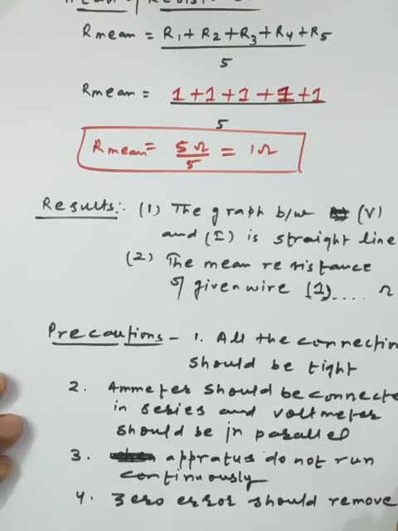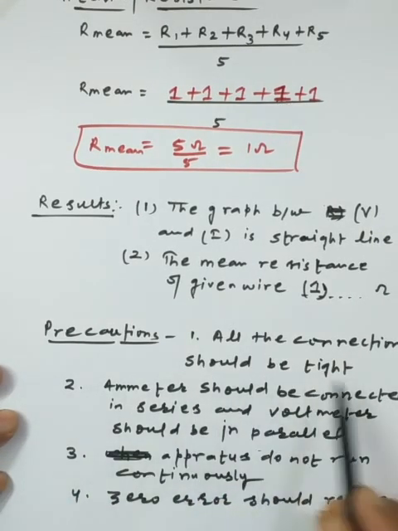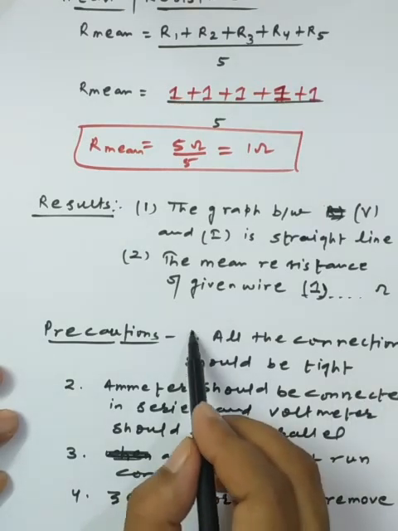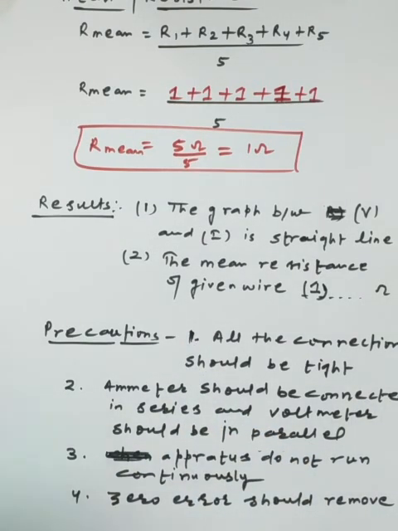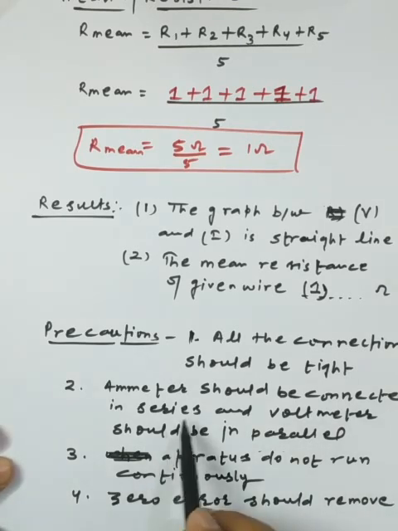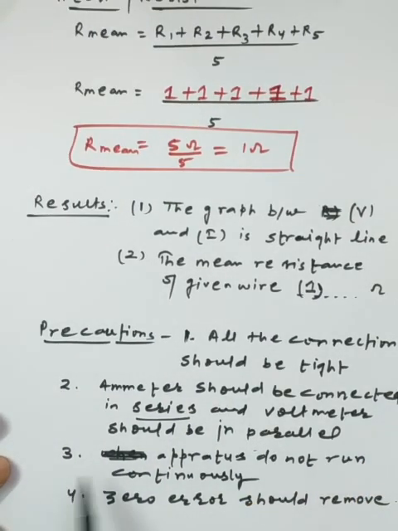Now what are the basic precautions we should include here? All the connections should be very tight, because if they are loose, it will not make proper connectivity. The ammeter should be connected in series, and the voltmeter should be connected in parallel. That is one of the basic needs. The apparatus should not be run continuously, because it changes the resistance of the circuit, and also of the conductor. The zero error should be removed. If there is already a reading inside the ammeter or voltmeter, you must remove it, otherwise it will create wrong observations.